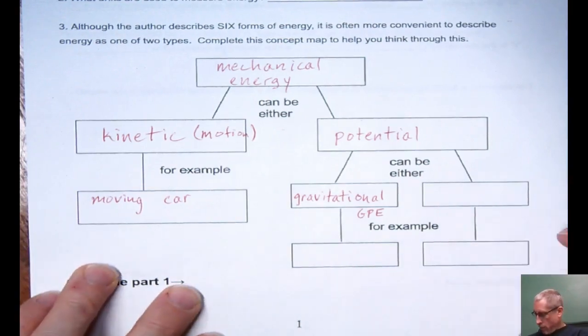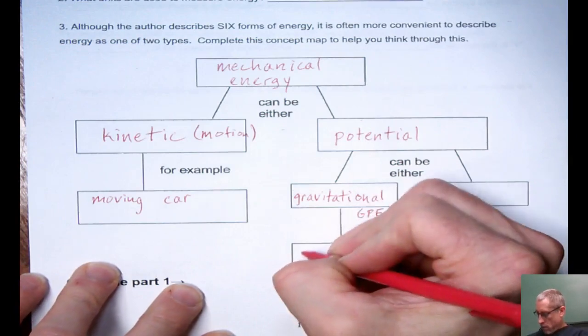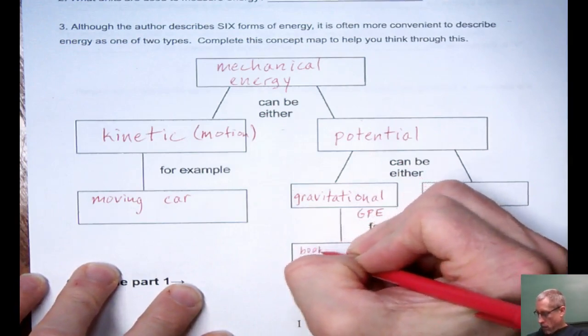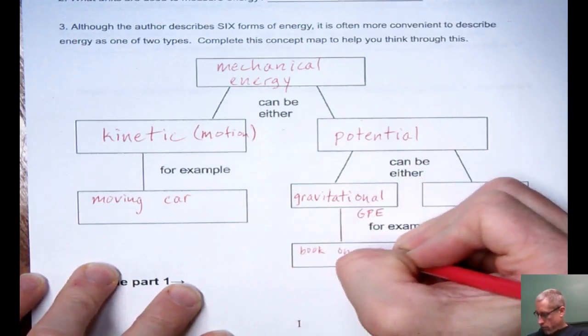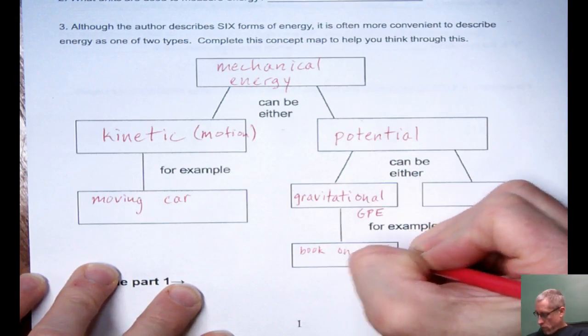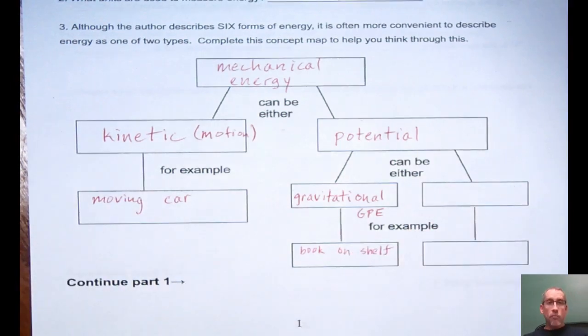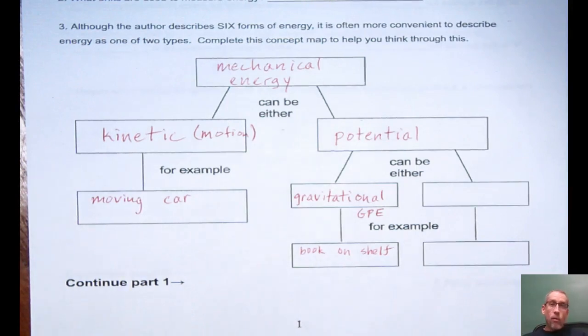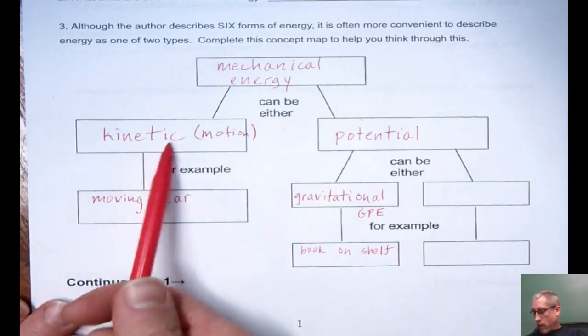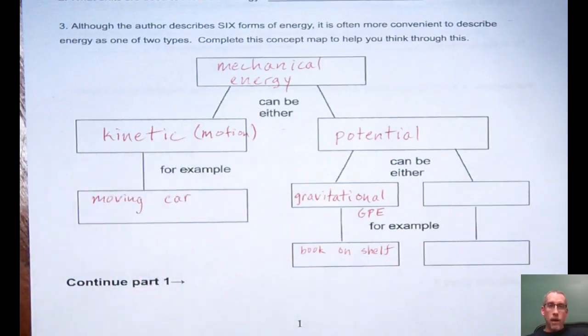An example of that is, let's say, a book on a shelf. Why does a book on a shelf possess gravitational potential energy? Well, it's because of its height. Because it's high above, in this case, a floor, if we were to knock that book off of the shelf, you could see that we would suddenly have some motion, some kinetic energy.